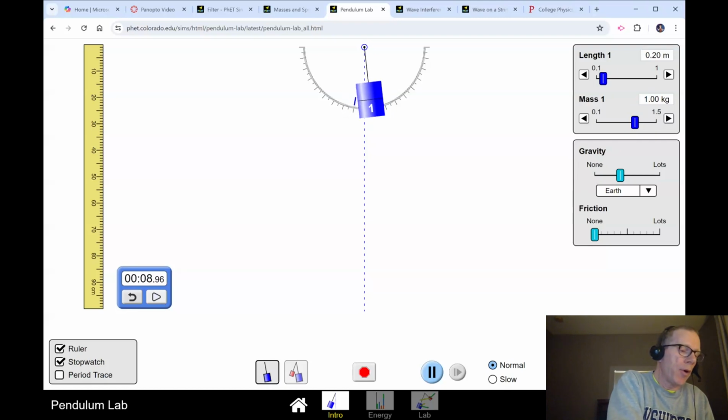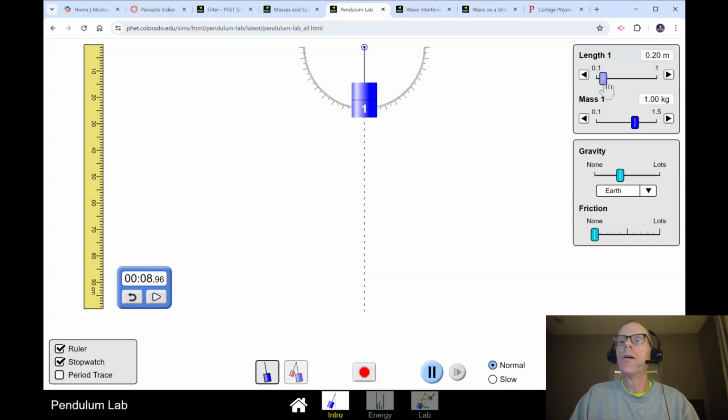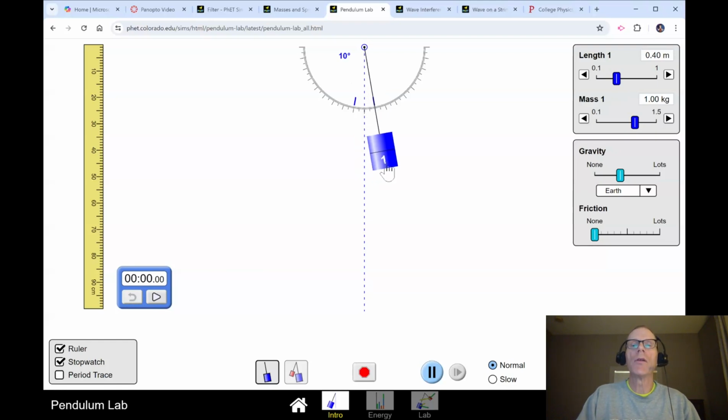So 10 of them at 0.2 meters was 8.96. So now we're going to double it, 0.4 meters. So now think about what we're going to do, 10 oscillations again. Think of what 10 oscillations will be. We'll go to 10 degrees again. So think about, is it going to be more time, less time? How much more time? Is it going to be double the time, 4 times the time?